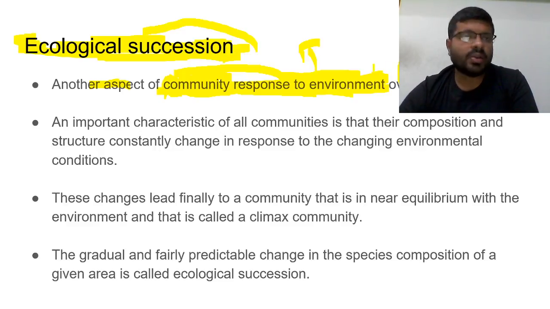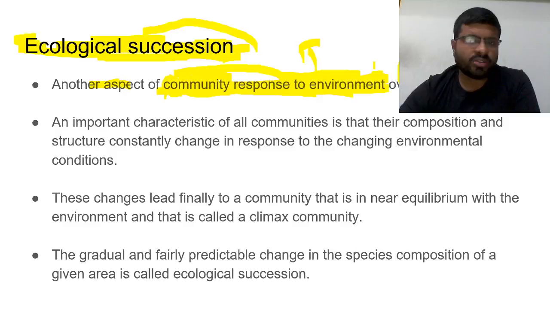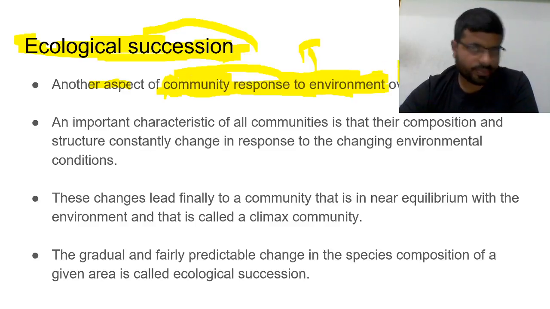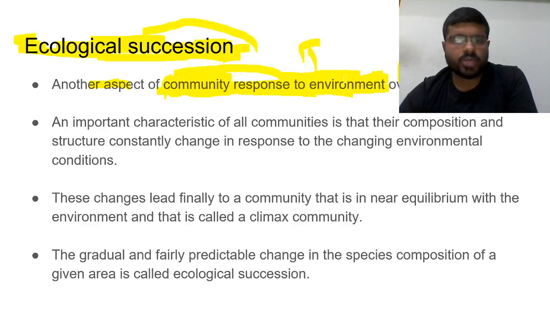For example, we have heard about the ice age, where there was so much ice around the globe. How did the community respond once there was an ice age, and then over time a melting period, and then once again an ice age? There are around four glacial periods and interglacial periods. This is nothing but the environment as a whole changing over thousands of years. How the animals respond to it is what I call ecological succession, another aspect of community response to environment over time.